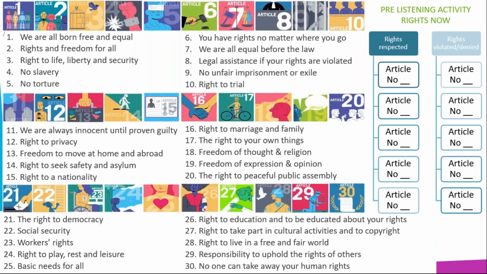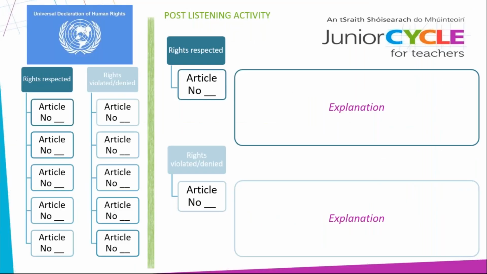Once they have listened to the entire documentary, students could then be asked to pick one of the rights they had anticipated as being respected and one right they had anticipated as being violated or denied, and write an explanation of how this actually occurred in the story of the Al-Qadri brothers' experience. So once again, a really real-life example from a documentary of how the Universal Declaration of Human Rights plays out in real life.